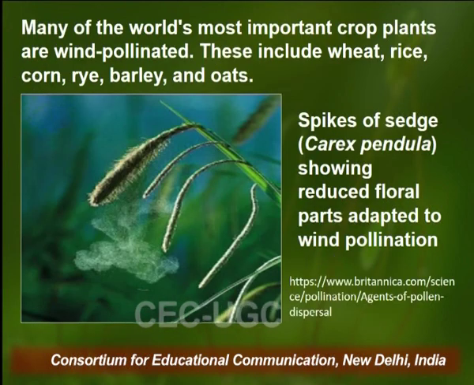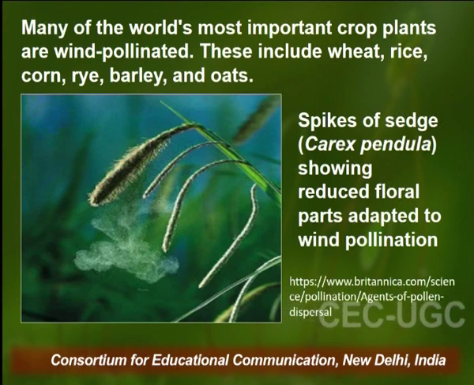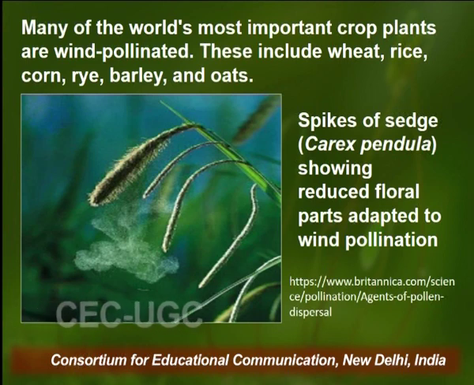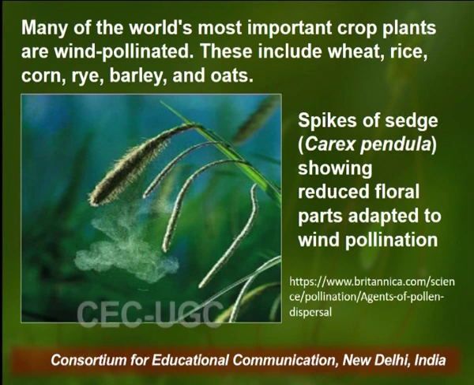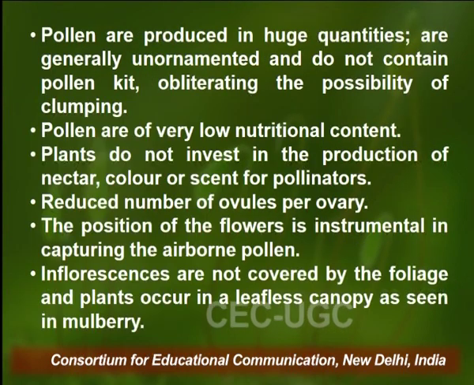Now, many of the world's most important crop plants like wheat, rice, corn, barley, these are pollinated by wind. This particular picture which you see here is a spike of Carex pendula, which shows very reduced floral adaptations. Now, you can see that whenever there is a dehiscence of anther, there is a cloud of pollen present. So, the pollen are dispersed and you do not see much vegetation nearby, so that there is free mobility of pollen in open areas.